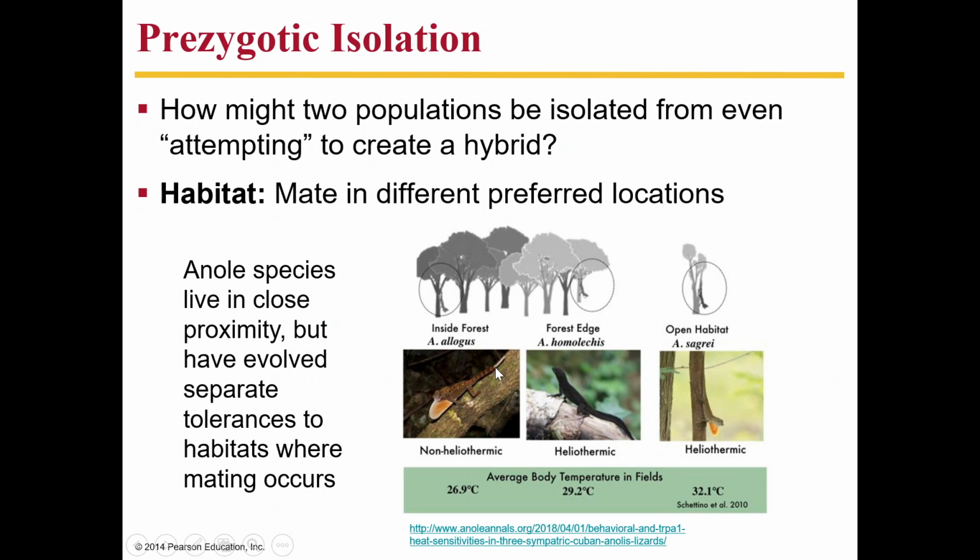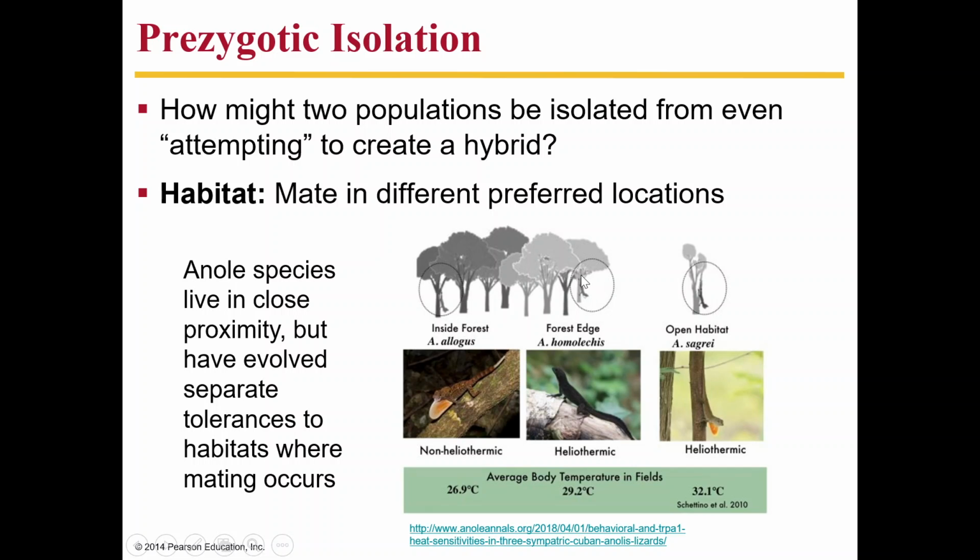And what this means is that some of them, so this one, a non-heliothermic one, hangs out on the trees. And this one hangs out in the forest edge, and this one hangs out in this open habitat. And note that they have different average body temperatures. And so this one tolerates warm temperatures better. This one tolerates medium temperatures. This one tolerates cool temperatures.